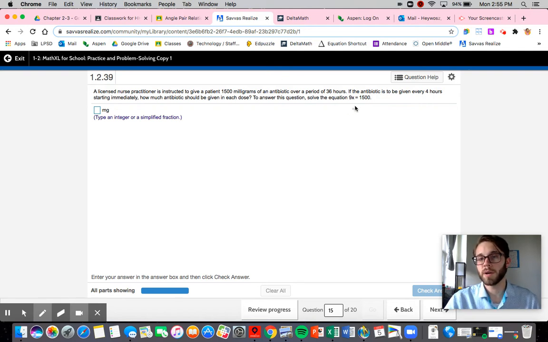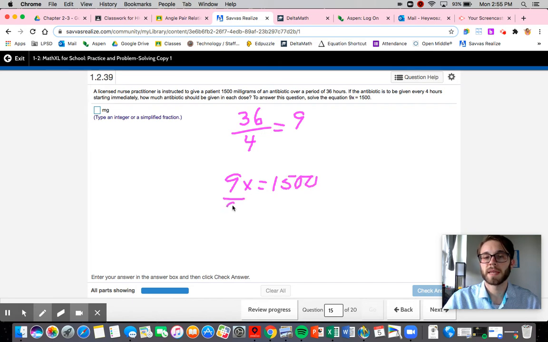So if you're wondering where this actually came from, why are we using 9? It's because over the 36 hours, we were giving it every 4. So essentially, if you did the 36 divided by 4, we have 9 different doses. All right, so if we then look at this, we would just solve this. We have 1,500. We divide by the 9. Divide by the 9.